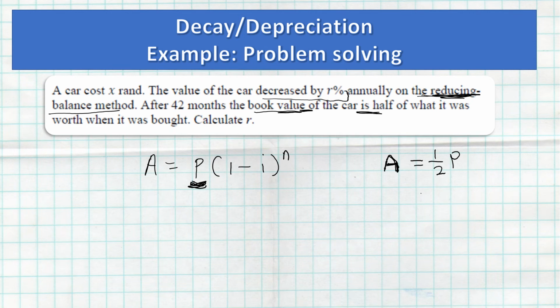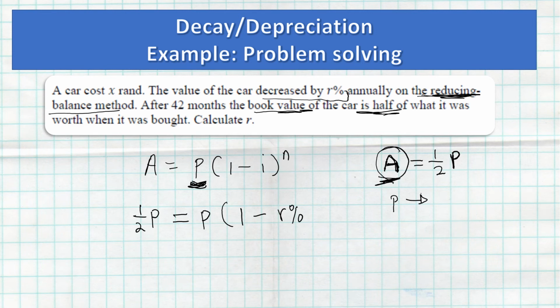Because they are saying the book value is now half of what it was worth when it was bought. So our P is the original amount the car was initially bought with. Now our A, which is our book value, is half of what it was worth when it was bought. So you just say A is equal to 1 over 2 P. P is the original amount for which the car was bought. We don't know it, we'll just leave it as P. Then 1 minus, what is the interest? We want to calculate the interest.